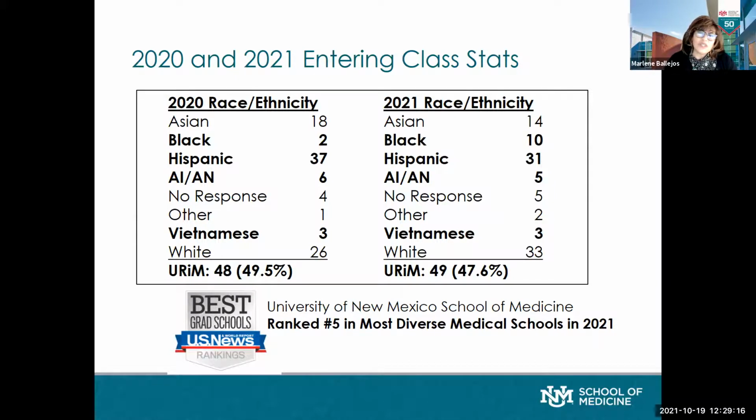And in 2020, approximately 50% of our entering class was underrepresented in medicine. And in 2021, we had 47.6%. So the University of New Mexico ranked number 5 in most diverse medical schools in 2021.